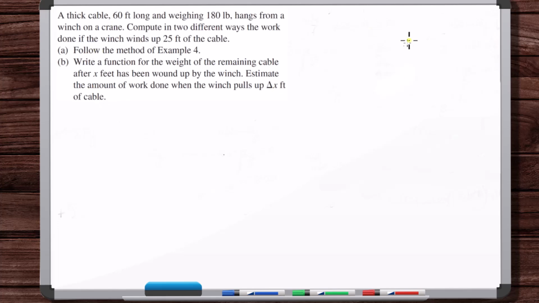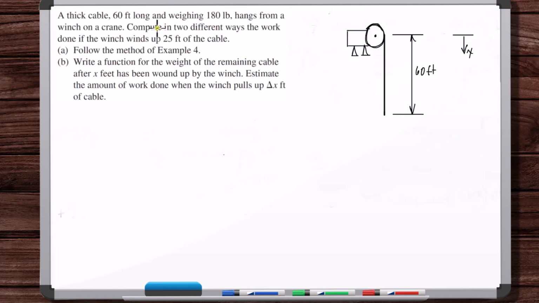So, all right, we've got this 60-foot long, 180-pound cable that's hanging from a winch. Let me see if I can draw a winch here. Like that, a roller with some motor attached. And then you've got 60 feet of cable hanging. All right, we'll say this is the x direction with the origin at the winch, once it's lifted up into the winch roller.